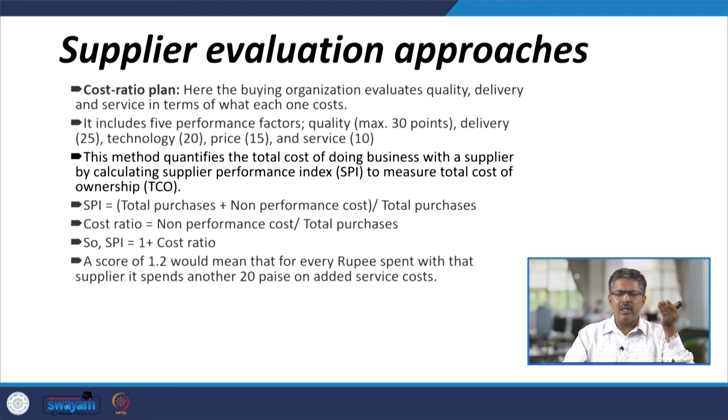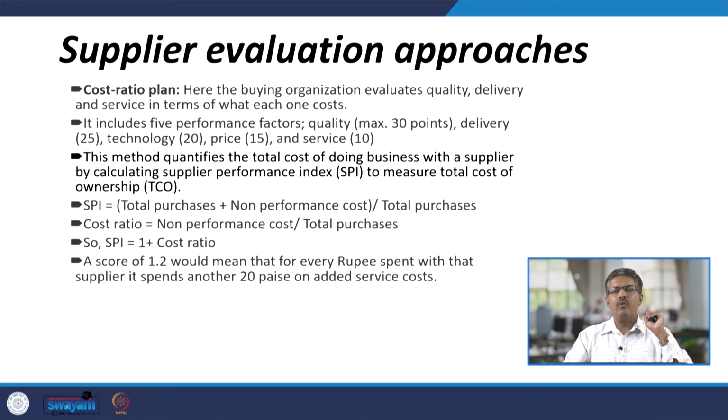So, it is better that you understand that these are the 5 points: quality, delivery, technology, price and service, and the awarding of points may vary from industry to industry, company to company. Okay. This method quantifies the total cost of doing business with a supplier by calculating the supplier performance index, which is SPI, to measure total cost of ownership.